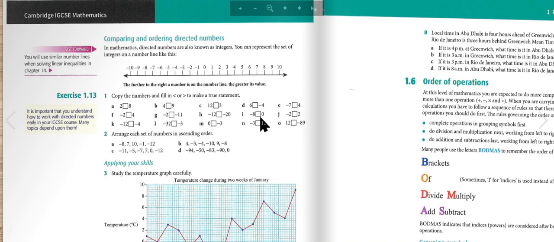-8 is less than 0. -2 is less than 2. -12 is less than -4. -32 is less than -3. 0 is more than -3. -3 is less than 11. And 12 is more than -89. Did you get it correct?